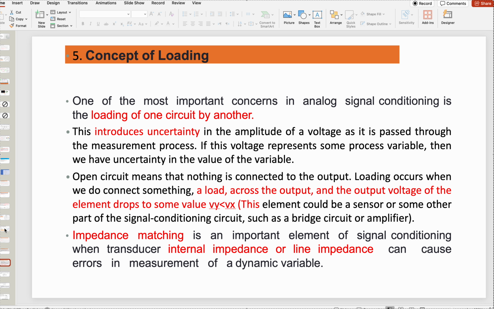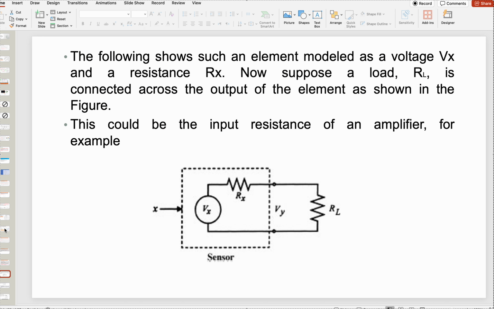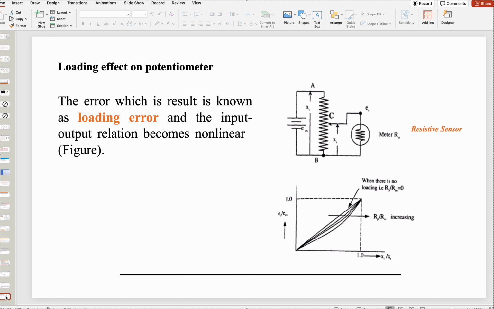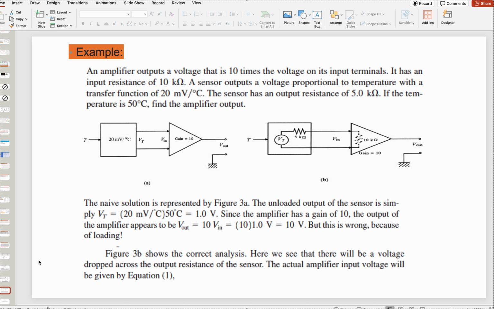Another kind of problem is related to the divider circuit. So the divider circuit, or if we have a load RL, we need to consider Thevenin's theorem so that we can include the load. This was an example in which we had a transfer function, and again, because of the load that I have, where's the load here? So we have a load.